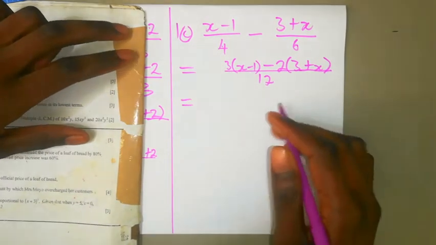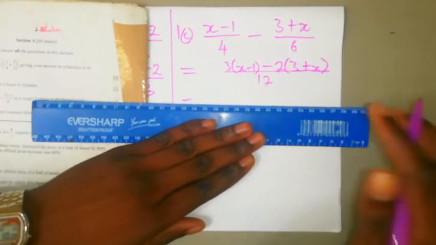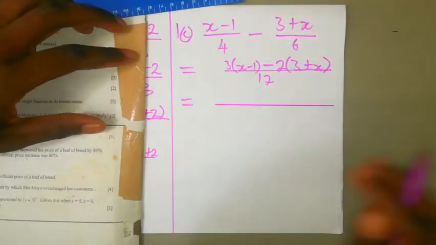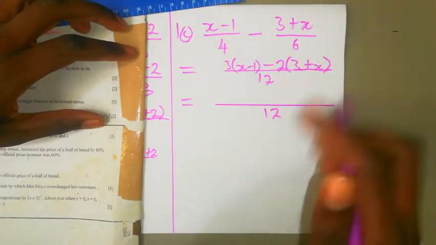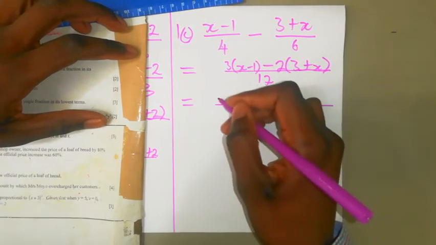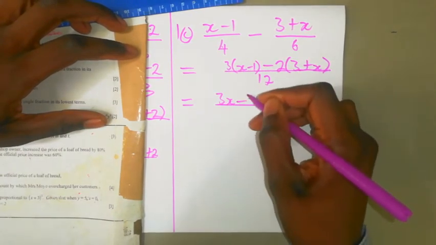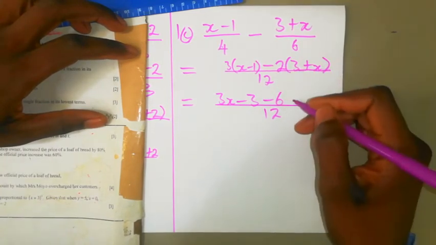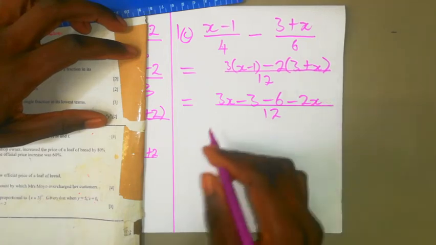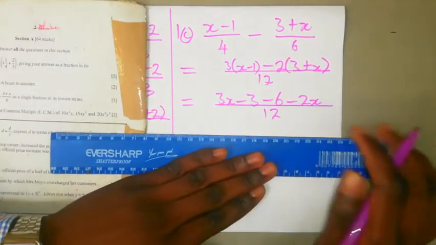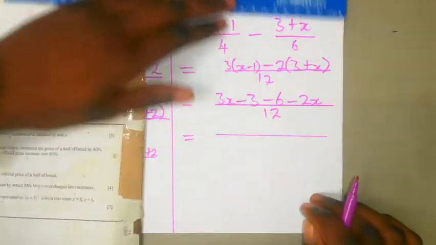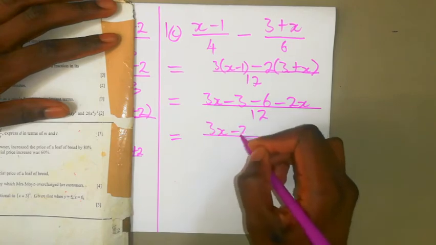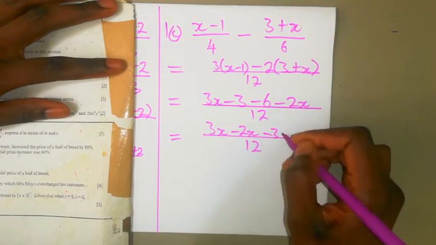Then it's equals to, I'm going to expand there. I'm now doing expansion. So take note, maths is accumulation of topics. You are now doing expansion and fractions in the same question. So 3x minus 3, then I'm multiplying with my negative 2, minus 6, then minus 2x. So it's equals to, I'm now collecting my like terms there. Common denominator is 12. That's 3x minus 2x minus 3 minus 6.